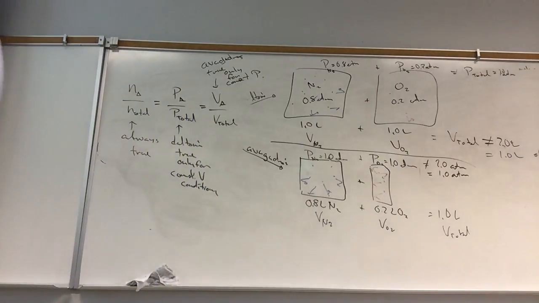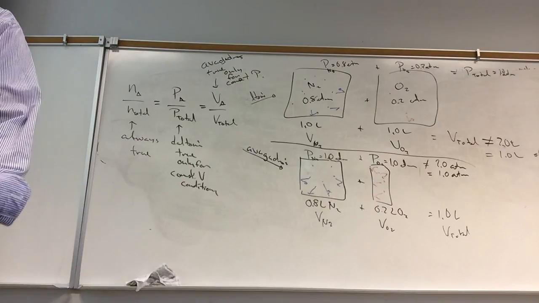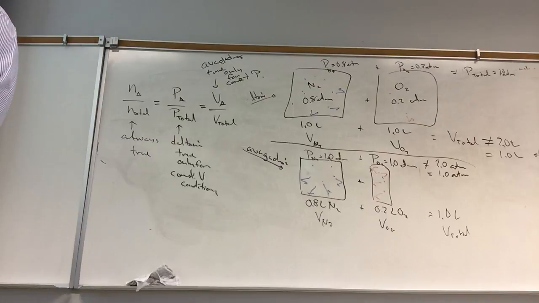Whenever we're confronted with a gas mixture problem, which is all the time, we have a gas mixture. Every stoichiometry problem is a gas mixture problem. And whenever we're confronted with a gas mixture, the first thing we've got to do is ask: are we looking at this in terms of Daltons, or are we looking at this in terms of Avogadros? That's the first thing you've got to do.